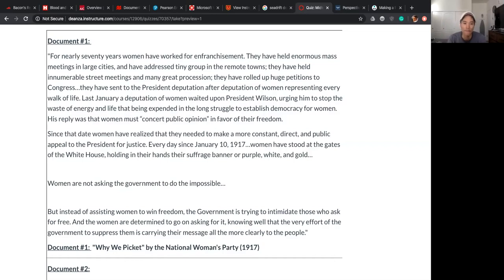Document number 1, we have a pamphlet or a short passage of writing from the National Women's Party in 1917 as to why they were picketing. So you might want to think about what the National Women's Party represents. What were they fighting for? What was their strategy? And ultimately, why were they picketing at the White House? Why the White House?